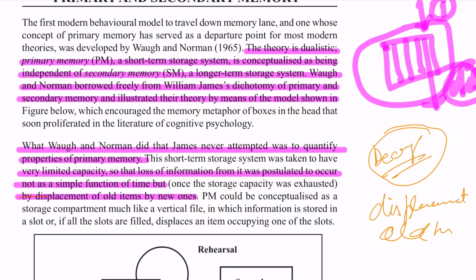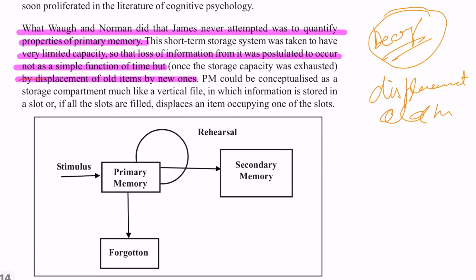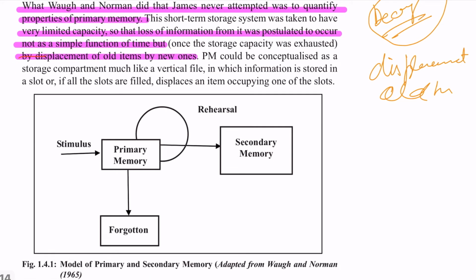Because you have a limited space in your short term memory, right? So this is what they said. And then this is the model, like you can say primary, and when you rehearse it, then it goes into the secondary. But their main interest was the primary memory. And if you don't rehearse, then with time it decays and forgetting happens.